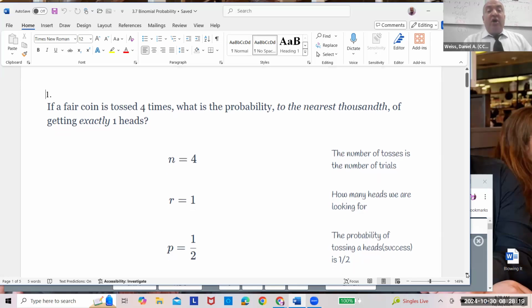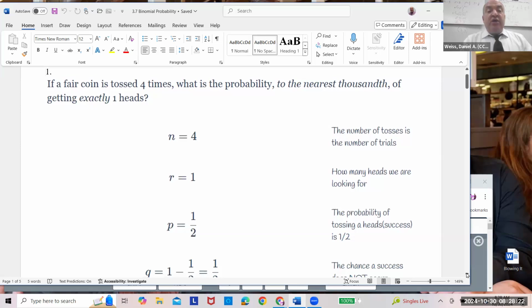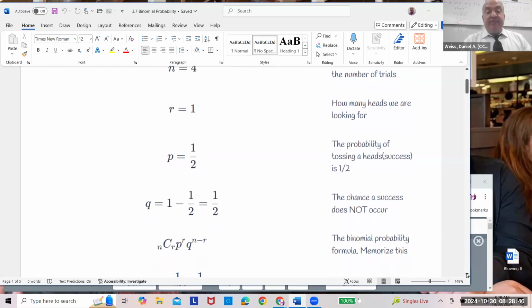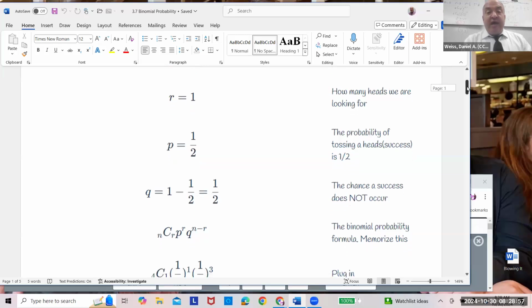Now, there's also going to be Q. Q is the probability of not getting heads. So if the probability of getting heads is 1/2, isn't the probability of not getting heads also 1/2? Or in other words, 1 minus 1/2 is 1/2. Now there's this formula that you're going to use for every one of these problems. Here it is: NCR times P to the R times Q to the N minus R. All you're doing is filling in the numbers.